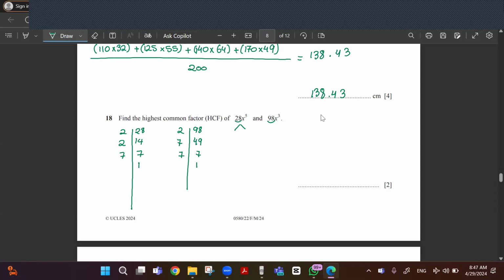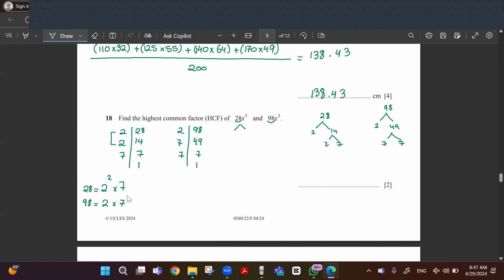A tip for you, if I want to do it by the tree, 28 is 2 multiplied by 14, and 14 is 2 multiplied by 7. The same for 98, it is what? It is 2 multiplied by 49, and 49 is 7 multiplied by 7. It will give me the same answer. But here, what should I do now? I am going to write them as prime factors. For example, 28 equals, the 2 is repeated twice, so 2 power 2 multiplied by 7. And here, for the 98, it is 2 multiplied by 7 power 2.